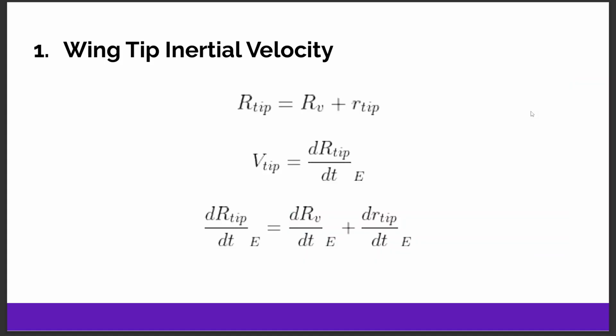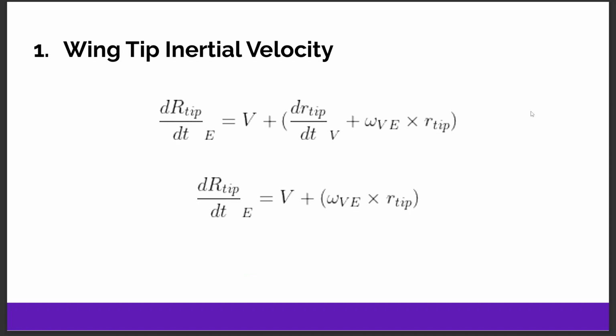And we know that the inertial velocity of the wingtip is going to be equal to the derivative of the position vector with respect to time. So all you need to do is to take the derivative of the vector components with respect to the airframe. So that is going to give you the translational velocity v of the aircraft with respect to the airframe plus dr tip over dt with respect to V, and that is the body frame. And that is going to be equal to 0 because that distance doesn't change over time. It is a rigid body, so that is going to be equal to 0.